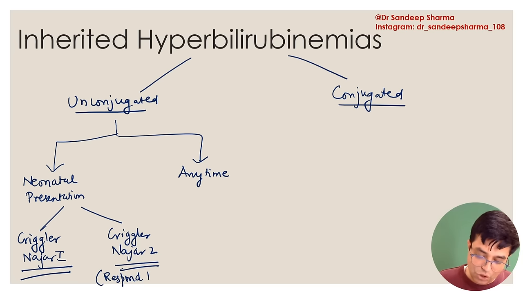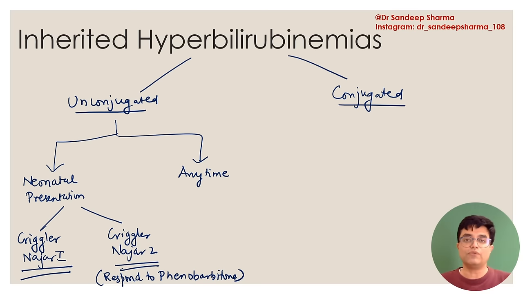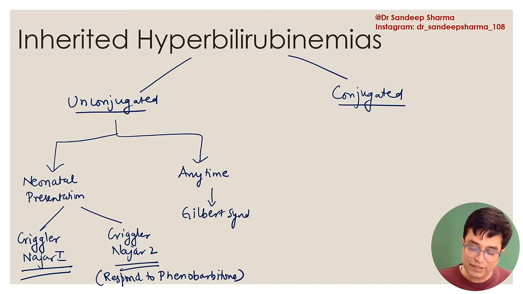So which variety of inherited hyperbilirubinemia responds to phenobarbital therapy? Type 2. When you give phenobarbital, enzyme activity is transiently increased, but they always present in the newborn. Presenting at any time, including newborn and adulthood, is seen in patients with Gilbert syndrome. And Gilbert syndrome is considered to be a mild condition. So the patient can live a normal life with Gilbert syndrome.